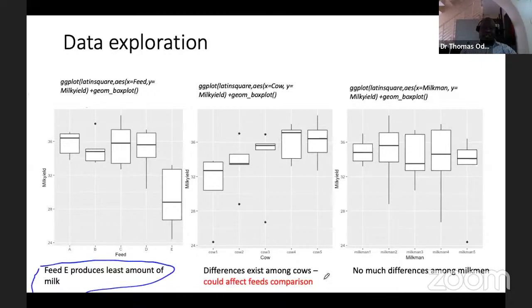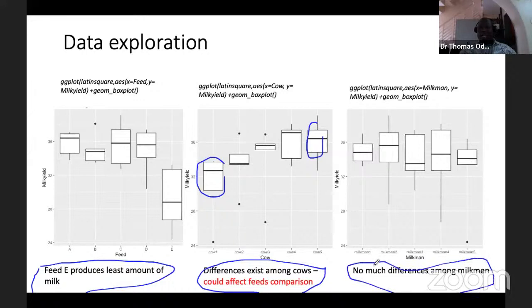The differences exist among the cows, so this could affect our comparison. If we ignore the cows, it could actually affect our comparison. Remember, there is a cow with this amount of milk, and then there's one with this high amount of milk here. There seem to be no differences between the milkmen. So at the end of the day, we could say we don't need to care about the milkmen, we can actually remove it from our model. But this is what is coming out of our exploratory data analysis. Okay, so let's move to the next.